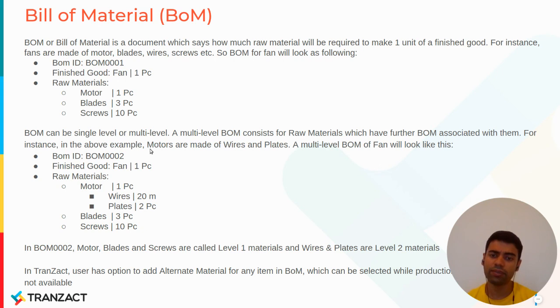BOM can be a single level or multi-level. This is an example of a single level BOM. Multi-level BOM is essentially where the raw material is also further broken down, what is required to make that particular raw material. So in this case, for making fan, again we need motor, blade and screws, but motor is again made from wires and plates. So this is a multi-level BOM where the motor now becomes, rather than raw material, a semi-finished good. The motor, blade and screws are called level 1 materials, and wires and plates are called level 2 materials. So in TranZact, you can define both single level and multi-level BOM.